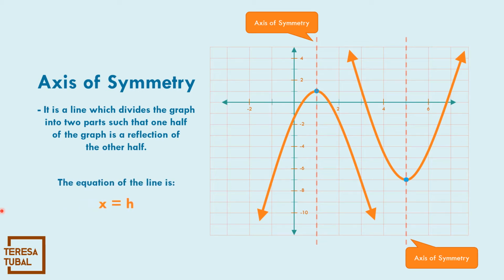So the equation of the line is x is equal to h. If the given is an equation, to get the value of the axis of symmetry, that is x is equal to h.